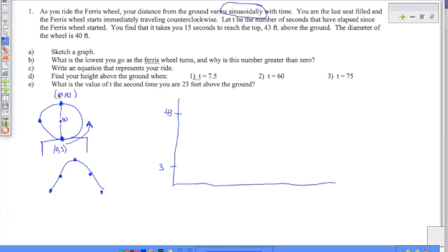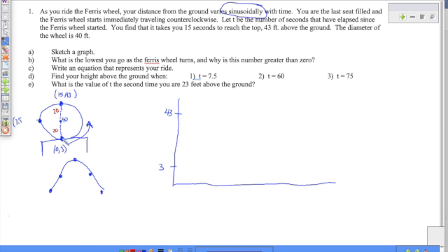If it took me 15 seconds to get to the top, that means it's going to take me 7.5 seconds to get to this point right here, because I'm halfway to the top. So another thing we could think about is, well, if the diameter of this Ferris wheel is 40, then the radius is 20. So that means that there's 20 feet above and 20 feet below the axle, right? This would be the axle of the Ferris wheel.